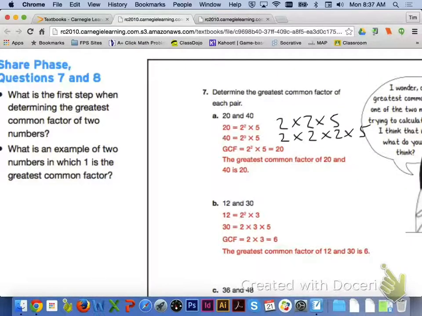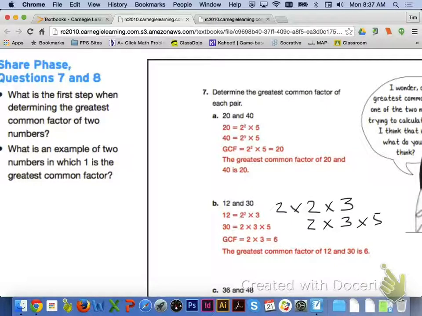If we take a look first at letter A, I am going to write out the prime factorization in expanded form so it's easy for us to match up our pairs like we talked about on the last page. So if we look at 20 and 40, we have one match here, one match here, and then one match here with our 5's. So 2 squared times 5 is going to give me 20. So 20 is the GCF of 20 and 40.